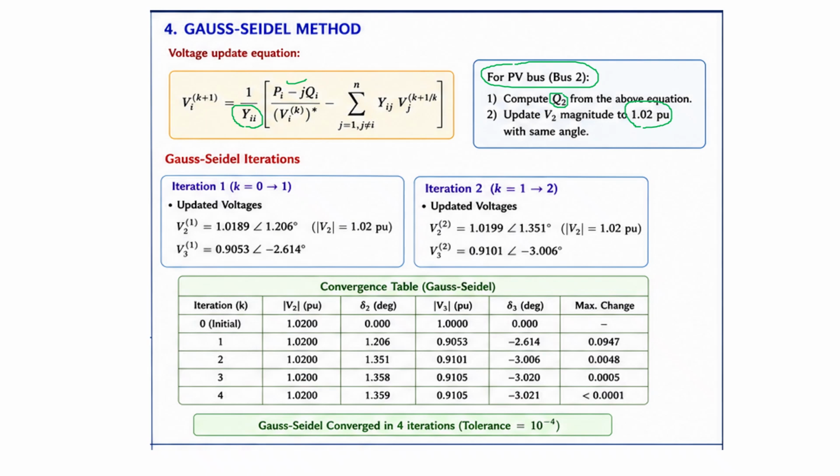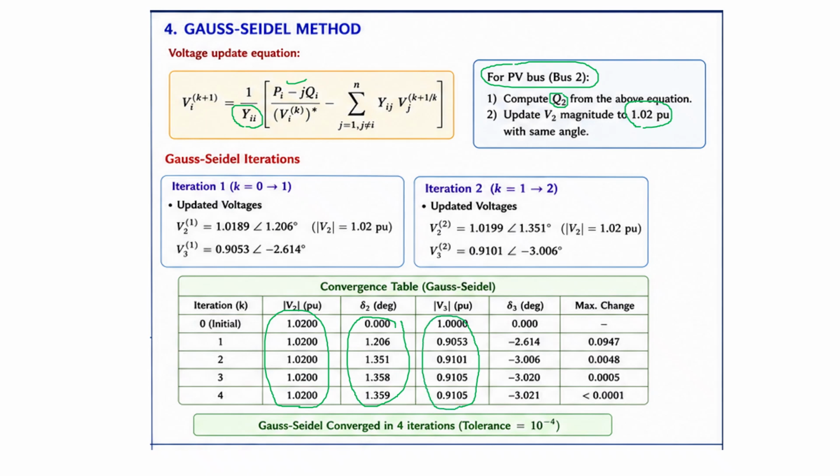So after 3 iterations or after 4 iterations, the magnitude and angle of the slack bus voltage are the same, but for a PV bus, the magnitude of the voltage will remain the same, will not change, but you will see that the angle is changing and it will take a new angle. For bus 3, the voltage is calculated like this after 4 iterations.